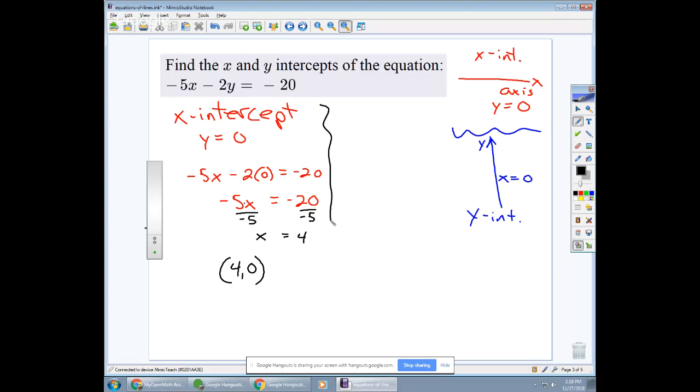All right, let's find the y-intercept. The y-intercept, let's see, that would be when x is 0.